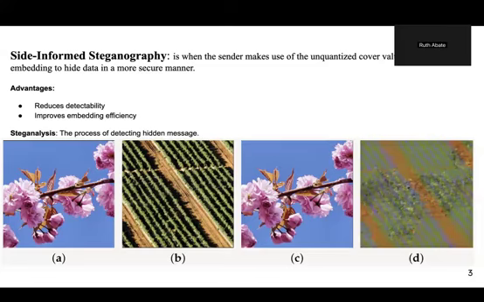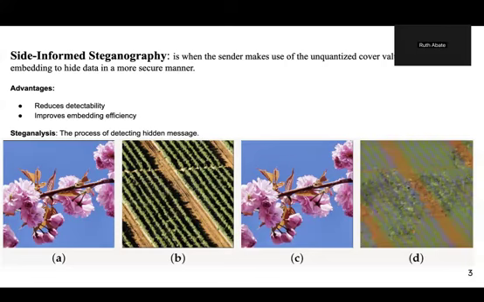There are two advantages of side-informed steganography. It reduces detectability. Because the embedding process considers the natural variation of the image, it's much harder for detection algorithms to identify hidden data. It improves embedding efficiency. This means more information can be stored without increasing the risk of detection. So in short, this technique makes steganography safer and more effective.